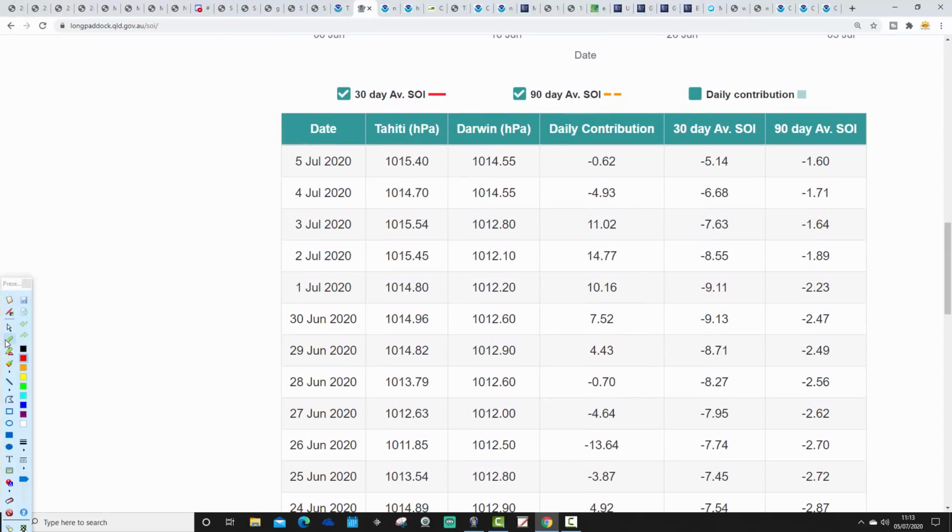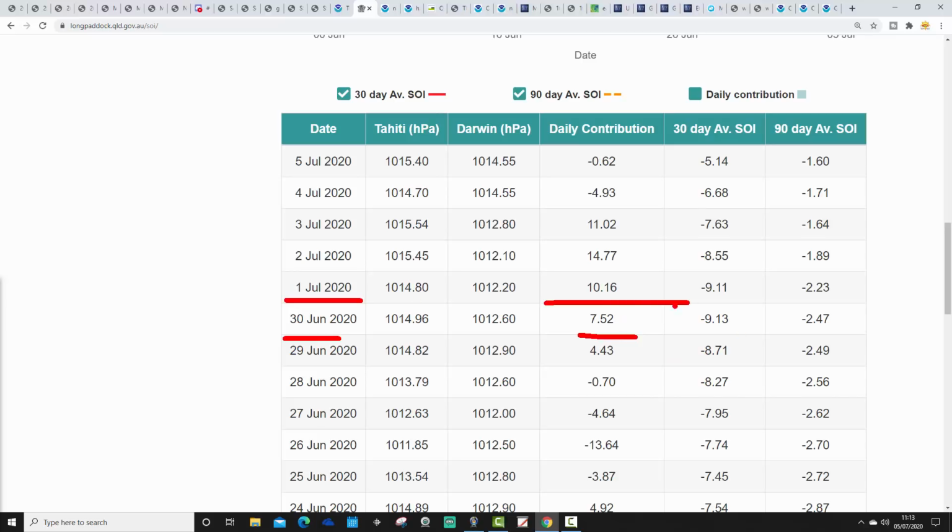So the atmosphere, over the past week or so, has been more reflective of La Nina. 29th of June at plus 4, 30th of June at plus 7, 1st of July at plus 10, 2nd of July at plus 14, 3rd of July at plus 11. These are positive numbers, and the atmospheric setup then would have been reflective of the La Nina type setup in the South Pacific. Again, we're measuring air pressures between Darwin and Tahiti with these.